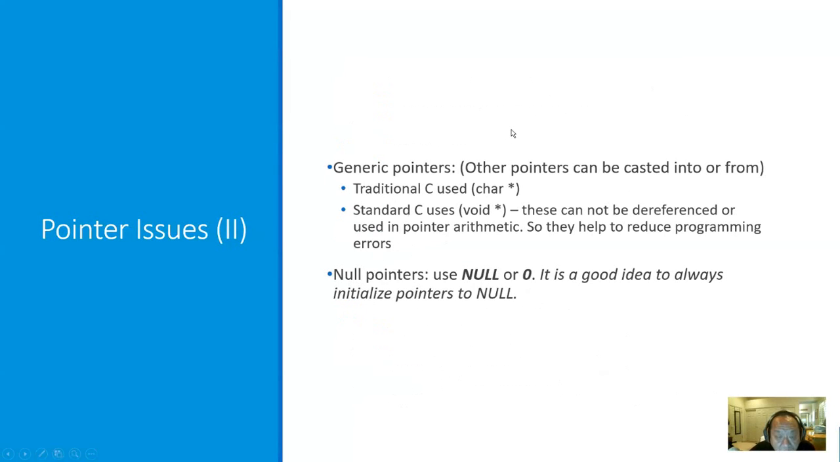So, pointer issue: the generic pointer. Other pointers can be cast into or from it. Traditional C uses char star, standard C uses void star. So the old type of the generic pointer, used to accept everybody's pointer, was char star. Now we have updated to void star.